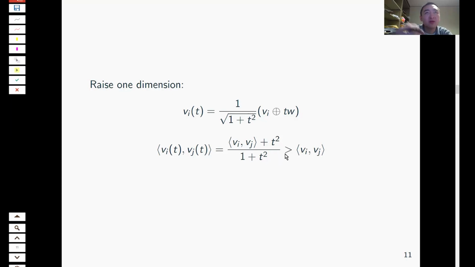Well, it seems that from this observation, the problem is solved, right? You just add a dimension, then everything becomes trivial. But this is not what we really want. Well, one reason is because it's too trivial. And you can see when t goes to infinity, every vector concentrates to the extra dimension, where you will lose all the geometric information.